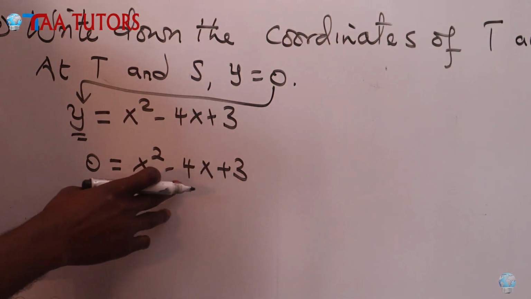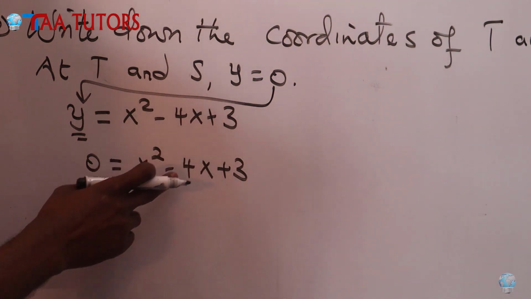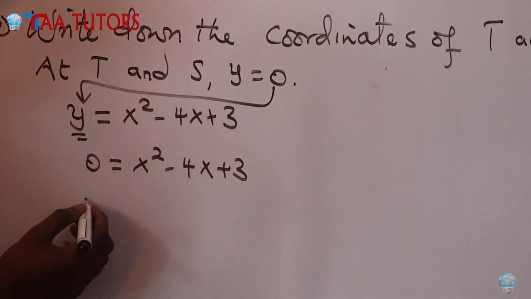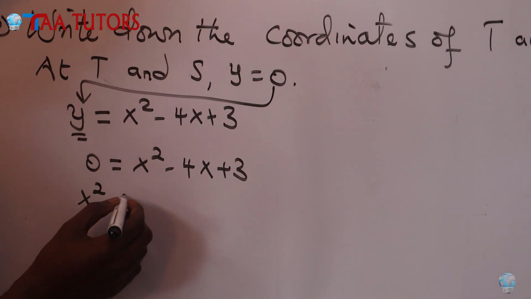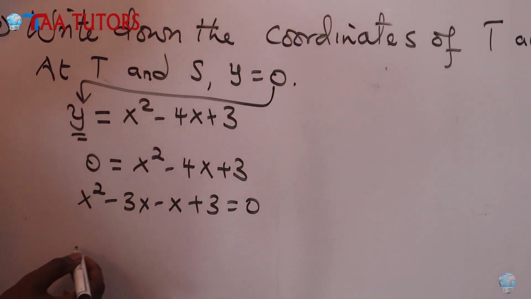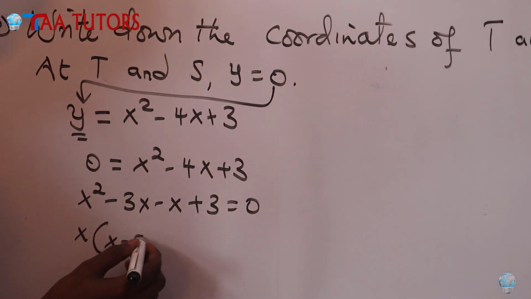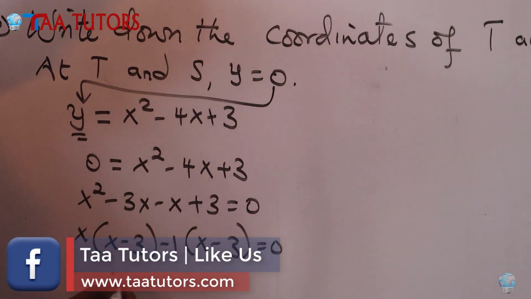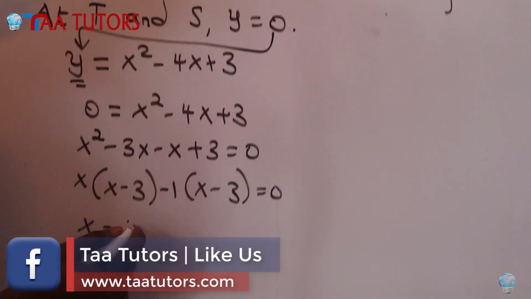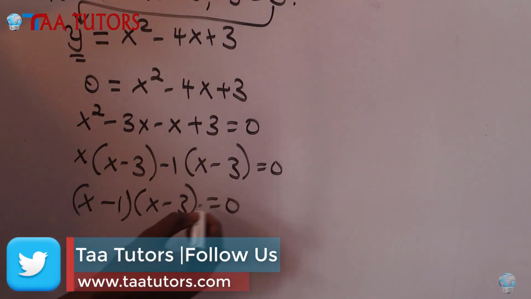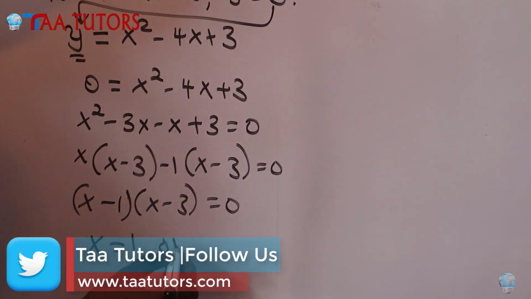Product is 3, sum is negative 4, so it means it is negative 1, negative 3. So I can take 0 the other side by starting at x squared minus 3x minus x plus 3 equals to 0. This is x into x minus 3 minus 1 into x minus 3 equals to 0. So x minus 1 into x minus 3 equals to 0. So here x is 1 or x is 3.